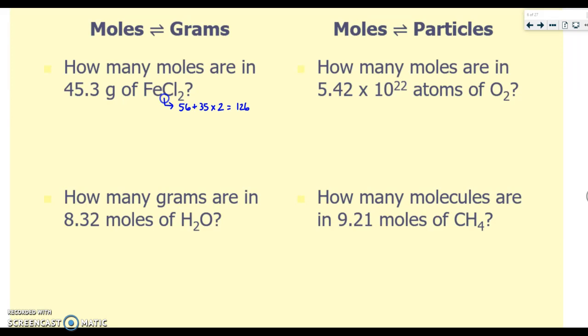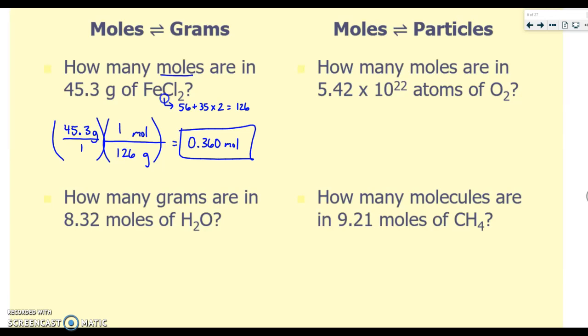So I'm going to revert back to my normal dimensional analysis. I'm going to take my given and put it over 1: 45.3 grams over 1. And then I need the grams to go away, so I'm going to diagonal drop. And then I'm looking for moles, so mole's going to go on top. And my conversion factor is 1 mole divided by my molar mass of 126 grams. And then I go through and I solve, and I round for proper sig figs. So when you're done, you should get 0.0360 moles.